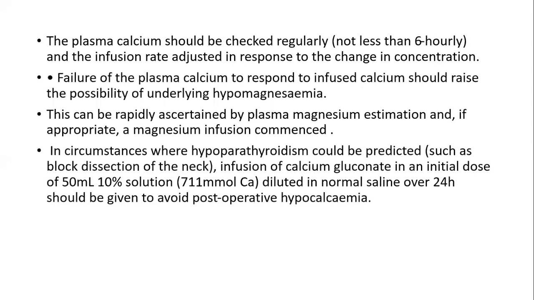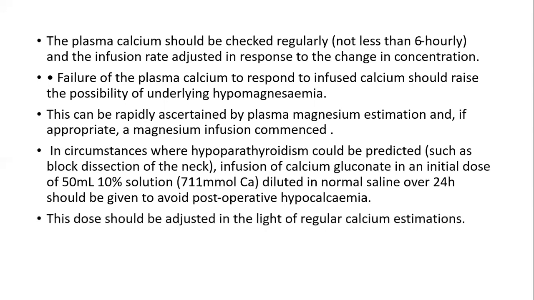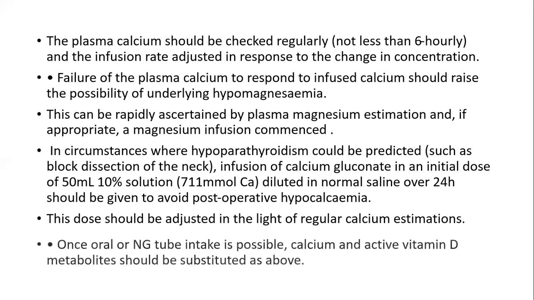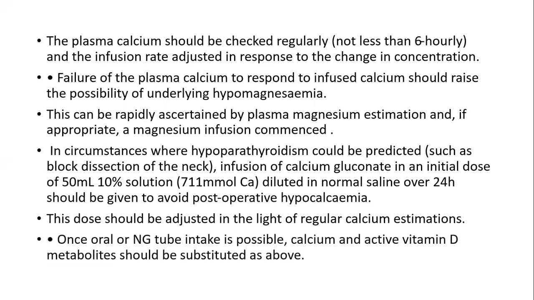In circumstances where hypoparathyroidism could be predicted, such as block dissection of the neck, infusion of calcium gluconate in an initial dose of 50 ml of 10% solution diluted in normal saline over 24 hours should be given to avoid post-operative hypocalcemia. This dose should be adjusted in the light of the regular calcium estimations. Once oral or NG tube intake is possible, calcium and active vitamin D metabolites should be substituted as above.